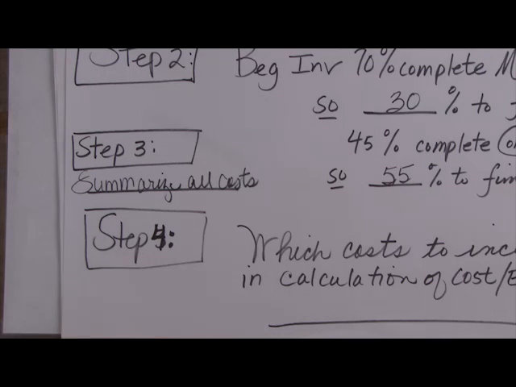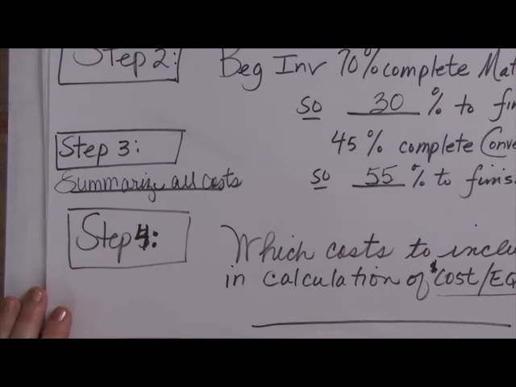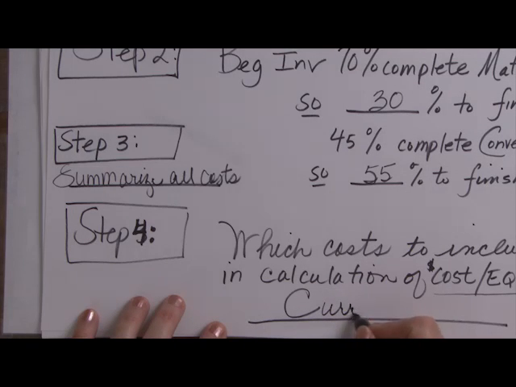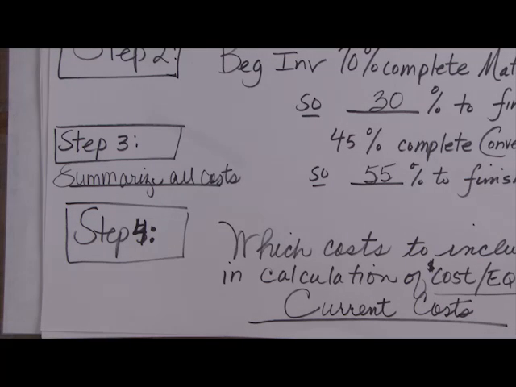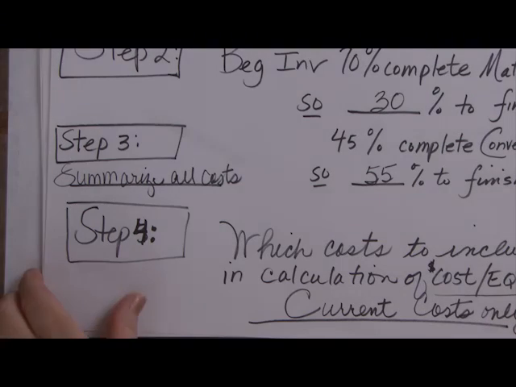Something does change. In step 4, we calculate the cost per equivalent unit. And unlike weighted average approach, the FIFO method is only going to include current cost in this calculation. The reason this is true is because we will be isolating, as you've already seen, that beginning inventory and keeping the cost associated with those beginning units separated from the costs that relate to this period. So current cost only.